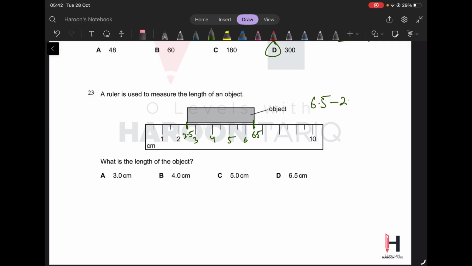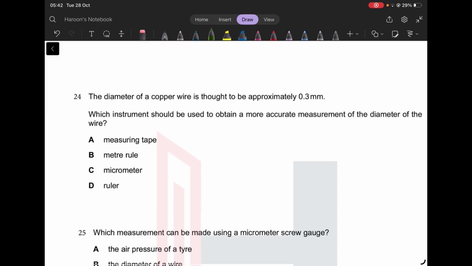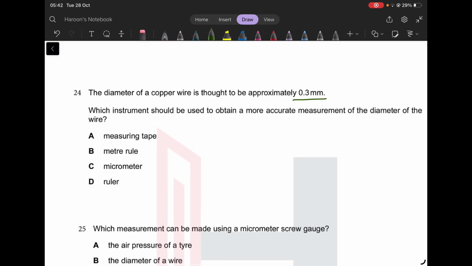6.5 minus 2.5, it should give me 4 centimeters as the answer, and the answer should be B. Next question. The diameter of a copper wire is thought to be 0.3 millimeters. This is extremely small. What would we use? Micrometer screw gauge for this, because this length is extremely small.